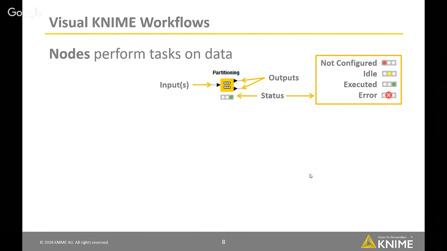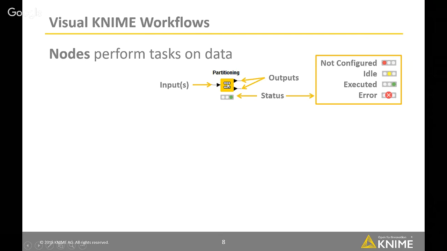One of the smallest parts that I tell my customers about KNIME is what we call a node. A node performs tasks on data. Think of it as the functionality or small script that does a certain function. In this case, we have a partitioning node. The partition node takes one input and provides two outputs based on the parameters or conditions that you set in that node.